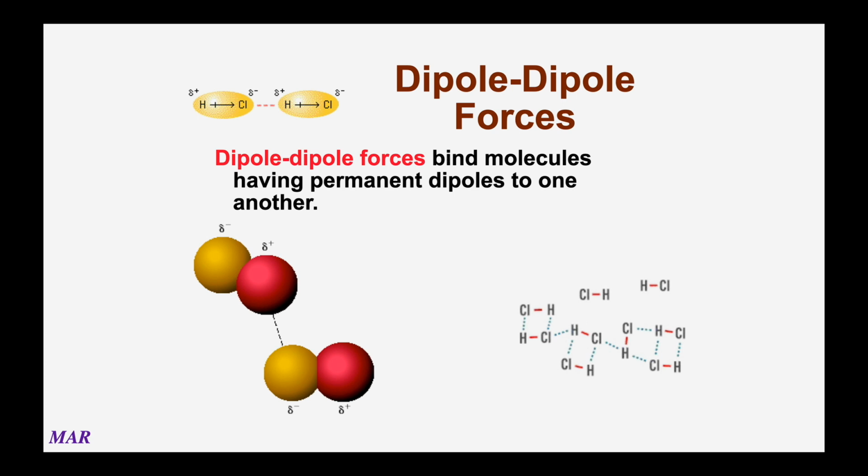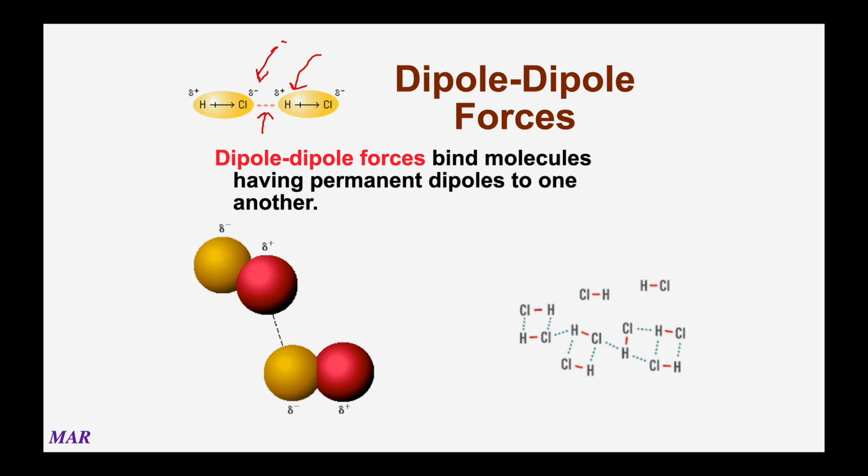So Cl is much more electronegative than hydrogen. So chlorine is the negative side and hydrogen is the positive side. And when 2 HCl's come together, the negative part of the chlorine and the positive part of a second HCl make a bond, all right? And this little dashed line in the middle, that's the intermolecular force. That is the dipole-dipole intermolecular force.